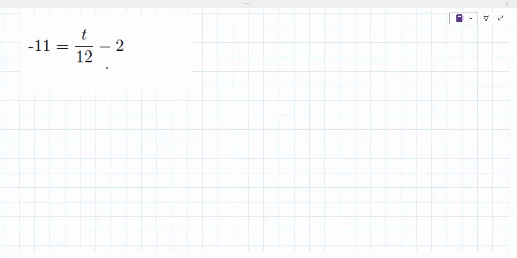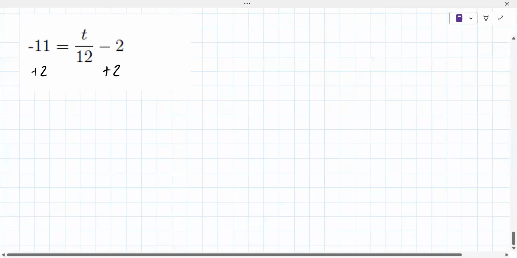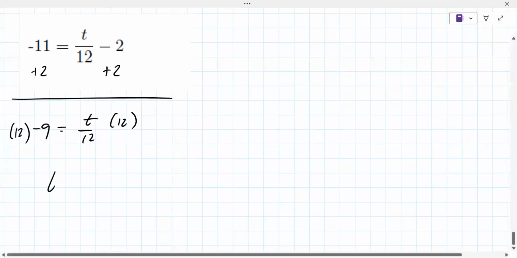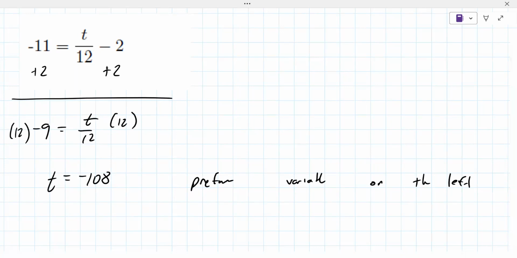Let's take a look here. Sounds pretty good. Add 2, -9 equals t divided by 12, multiply both sides by 12. T is -108. And the preference here is to have the variable on the left. We read from left to right in the English language, right? Other languages are different. The English language, though, left to right, math is left to right, things like that. Okay, good job on that.